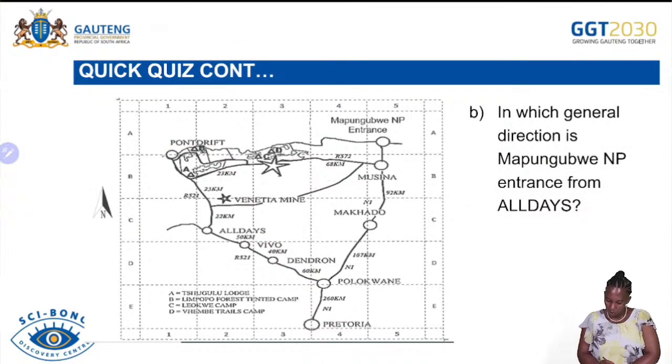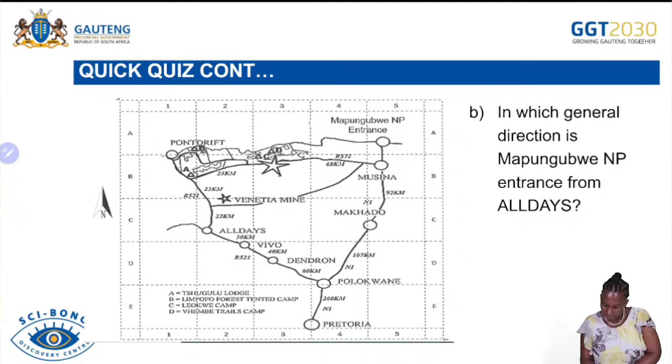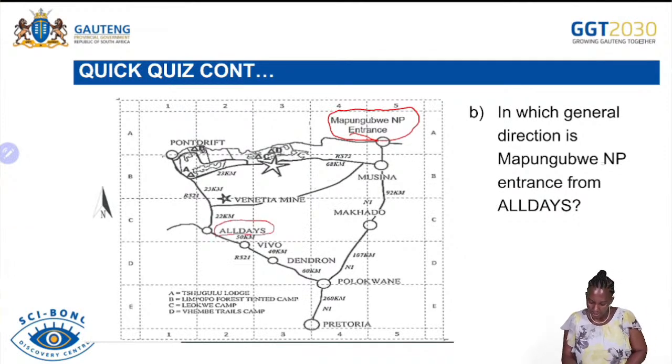Let's go to the second one. It says, in which general direction is Mapungube NP entrance from Alldays? Now we go to our map. Here's our map. There is our Mapungube NP entrance. And then where is our Alldays? Here's our Alldays. Now we want to know in which general direction is Mapungube entrance from Alldays.